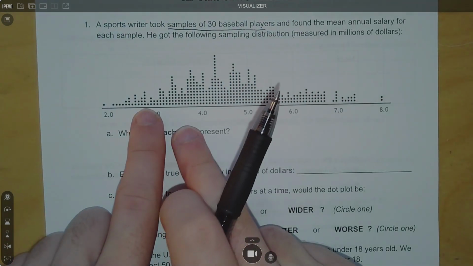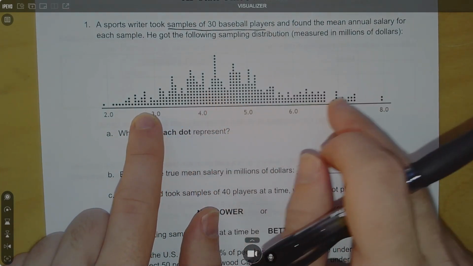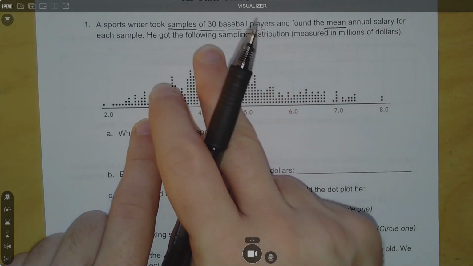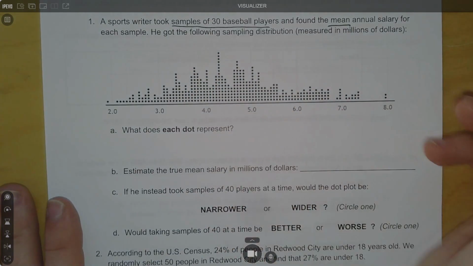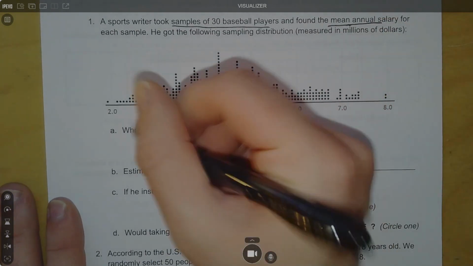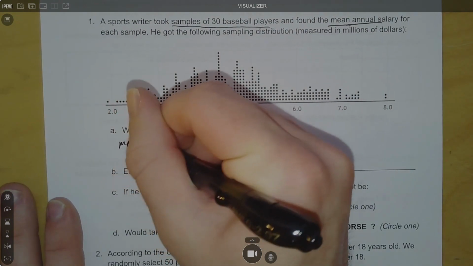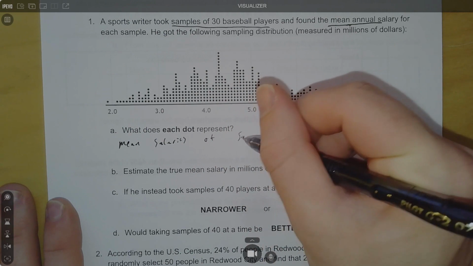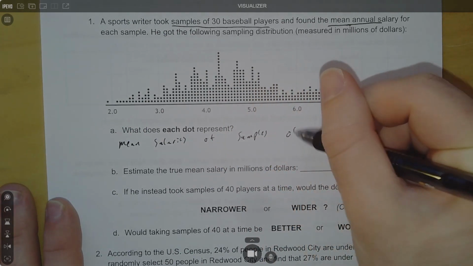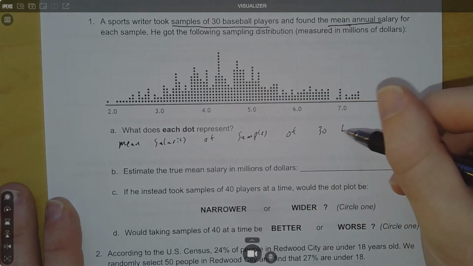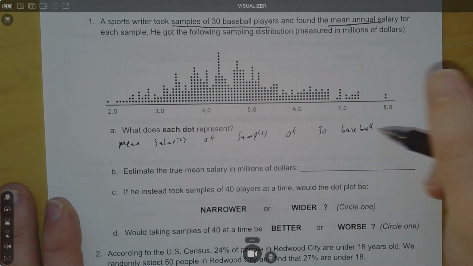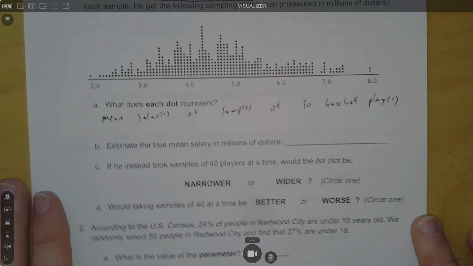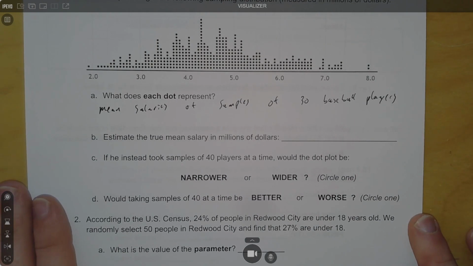These are not baseball players, okay? They are means, specifically, of samples of 30 baseball players. So they are mean salaries of samples of 30 baseball players. Okay, estimate the true mean salary in millions of dollars.